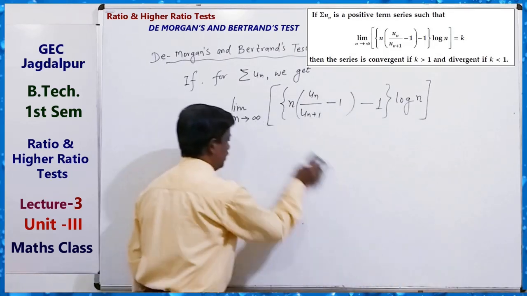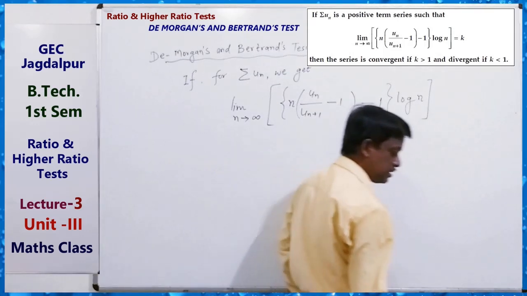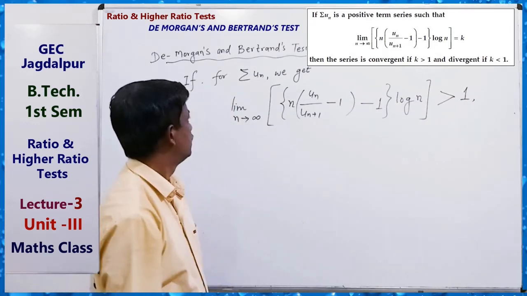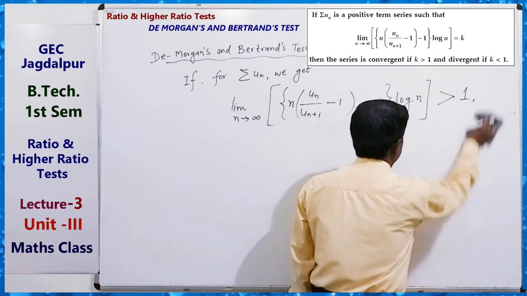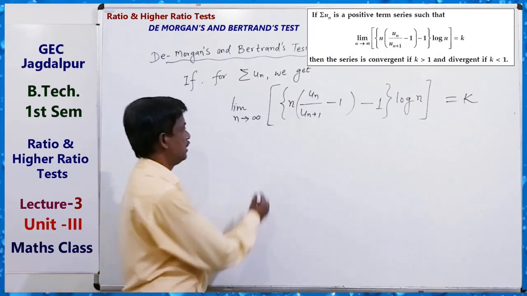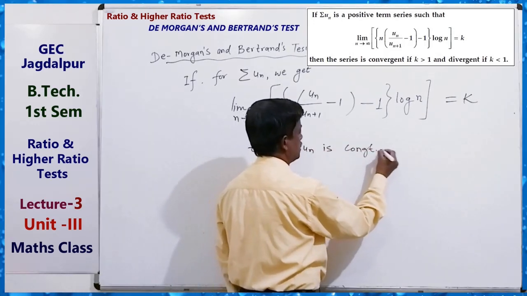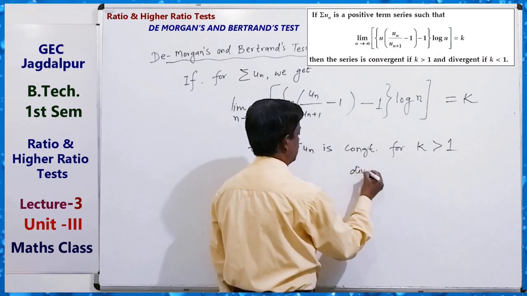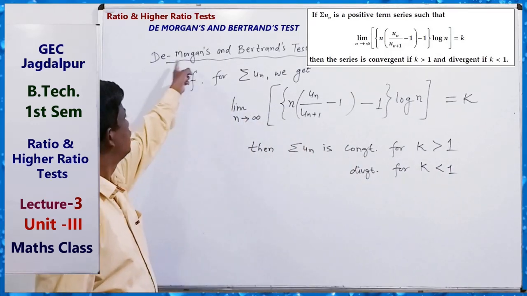So see, what is the statement? If we are getting this, limit of this is greater than 1, we get this, then just suppose this is k, for this we get this, then un is convergent for k greater than 1, divergent for k less than 1. Clear? This is what method? De Morgan's and Bertrand test.